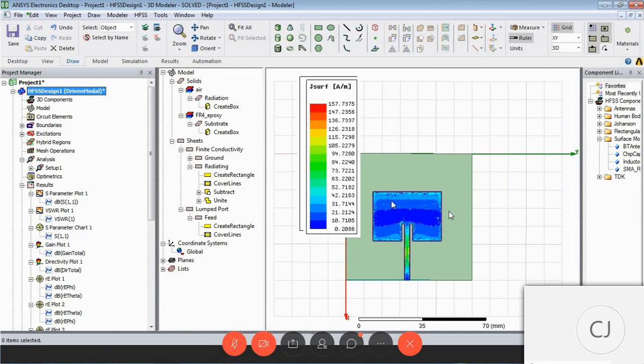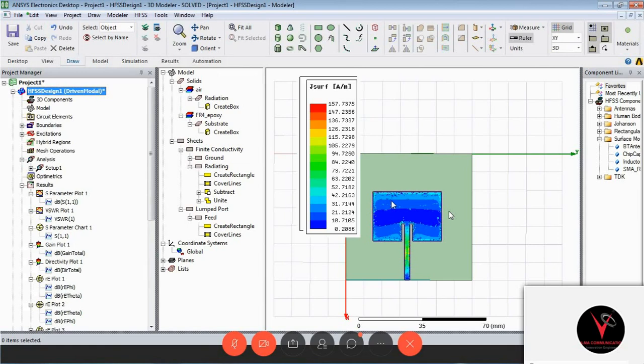Guided wavelength means if you place this antenna into a particular circuit, I'm selecting that circuit, the entire circuit progress alone. If you want a free space analysis, you directly go for lambda by 6.